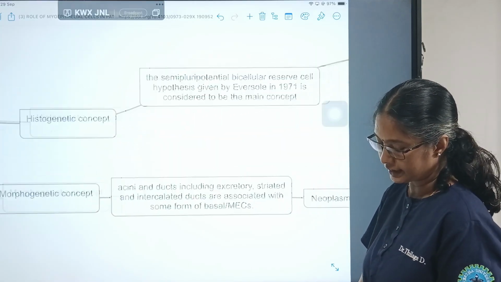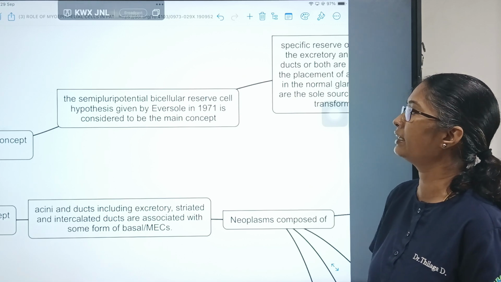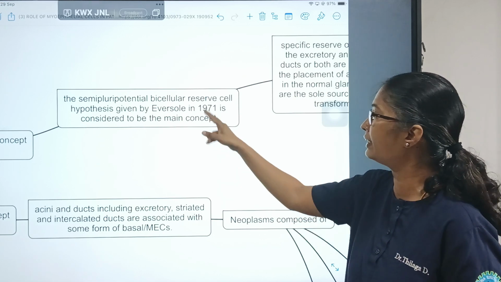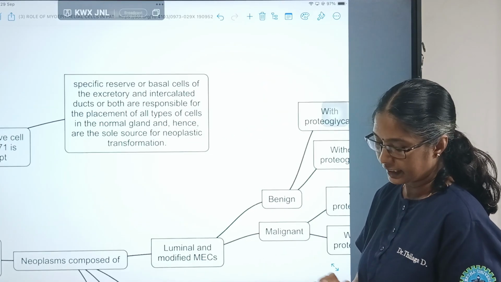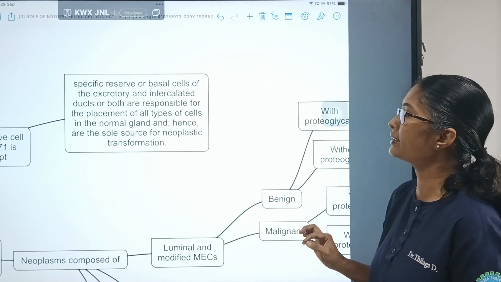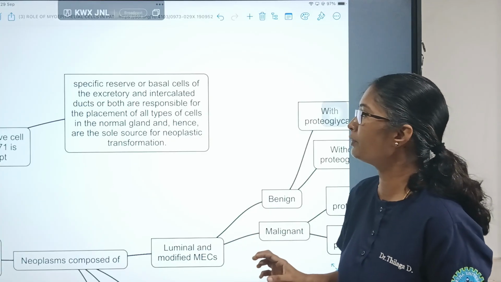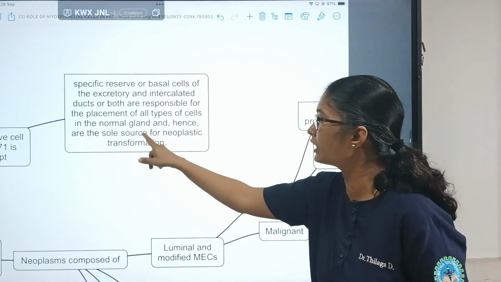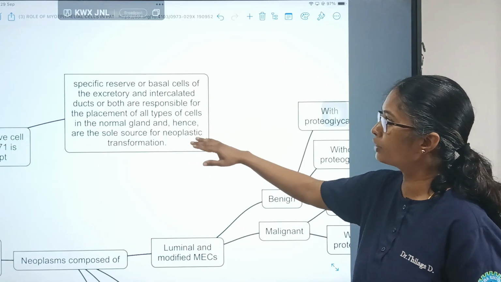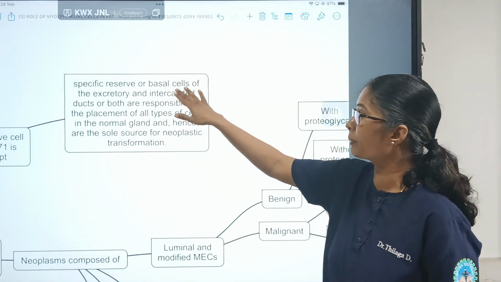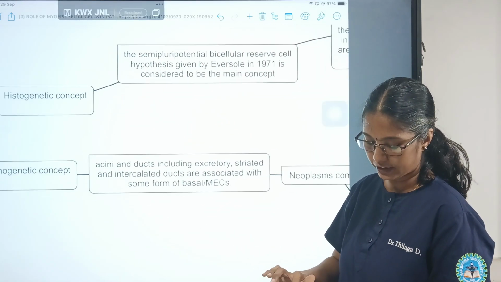According to the histogenesis concept, the semi-pluripotential bicellular reserve cell hypothesis, which was given in 1975 by Eversole, is considered to be a main concept, which states that specific reserve or basal cells of the excretory and intercalated ducts, or both, are responsible for the replacement of all types of cells in the normal gland and hence the sole source of neoplastic transformation. So they say the reserve or basal cells are responsible for the neoplastic transformation, which is the histogenesis concept.